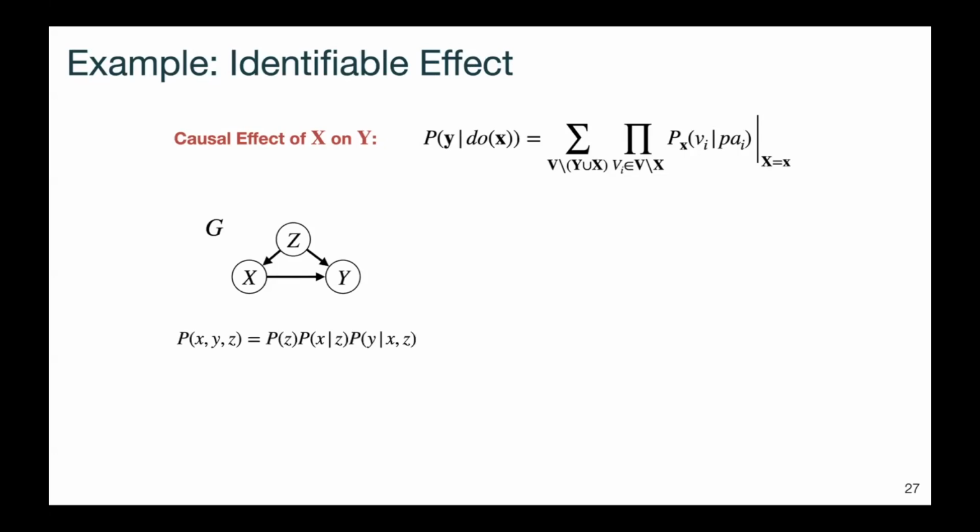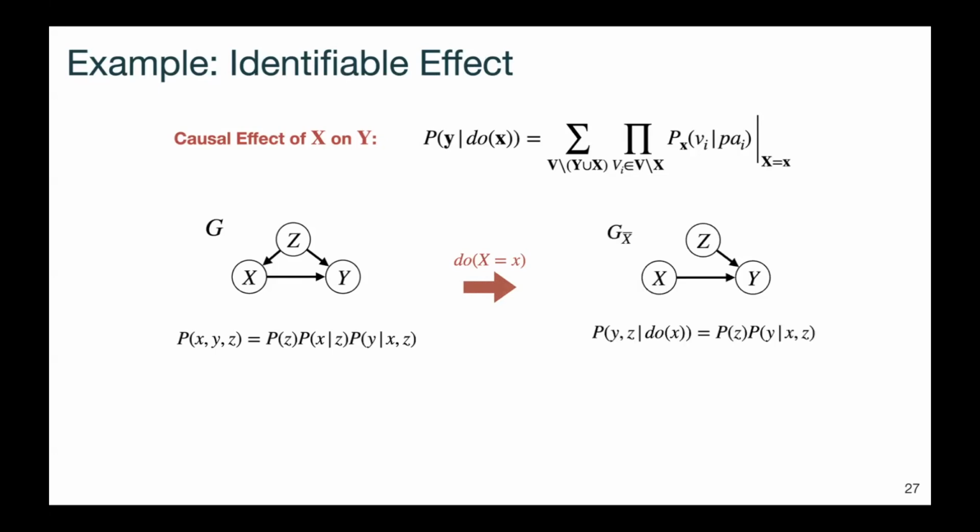Then I can just apply the product of every variable given its parents. So just factorize following this. And in this case it is the joint, right? The probability of X, Y, and Z. If I want just the probability of Y given do X, I can just sum over Z.